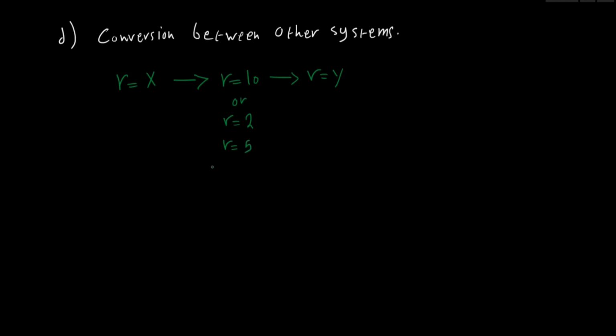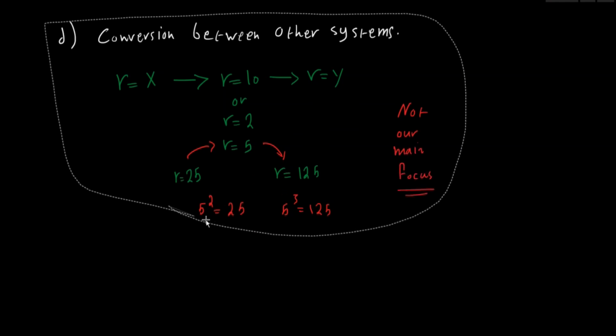For example, let's say we want to convert a number from a system where the base is 25 to a system where the base is 125. 5 to the second equals 25, and 5 to the third equals 125. So it's ideal to use a system with a radix 5 as a mediator. Conversion between other systems is not our main focus, but I will go over an example.